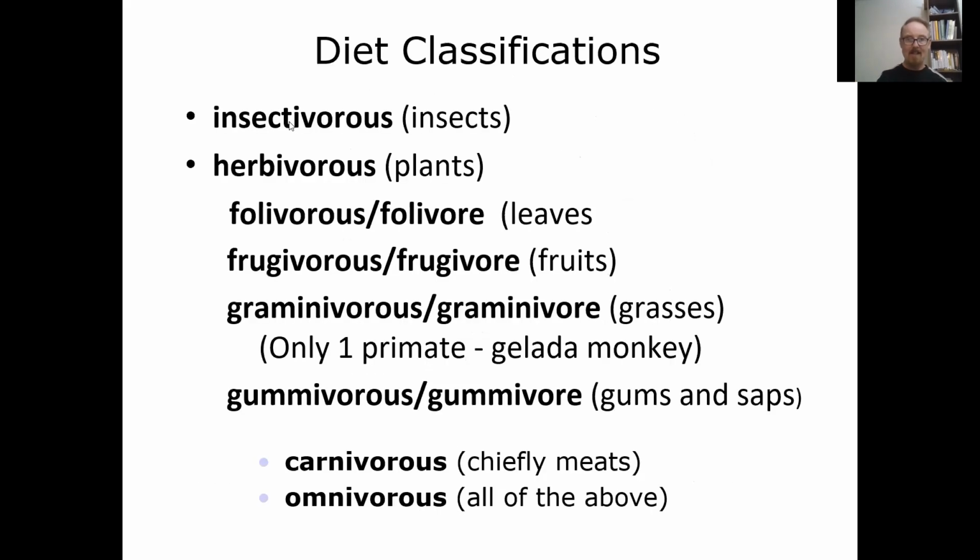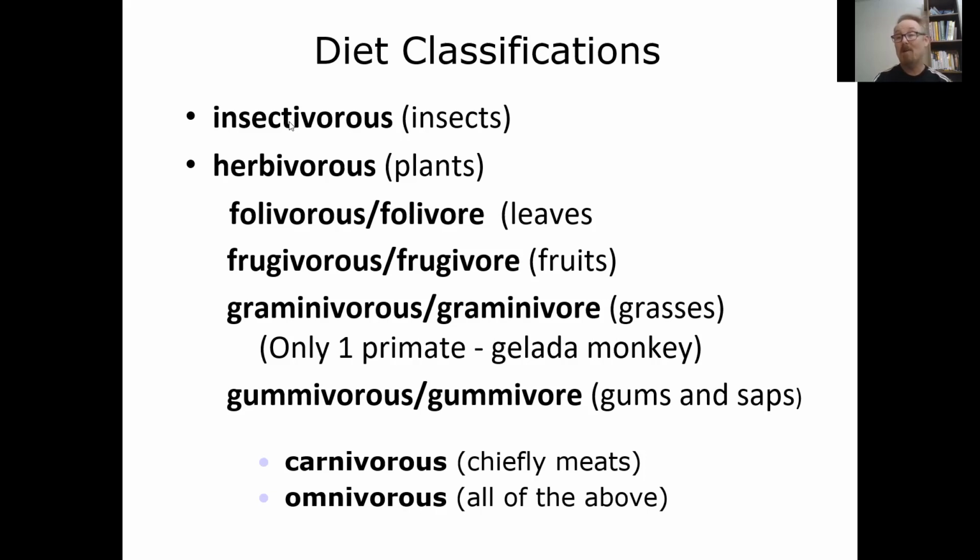Let's move on to the next slide. Let's talk about dietary classification. We talked about our first proto-primates, Purgatorius, including Plesiadapiformes, as being insectivorous, eating insects. What dietary classifications are there that we're going to be discussing in this course? We need to know some of these terms.